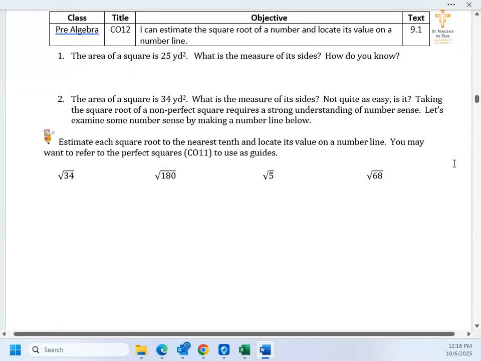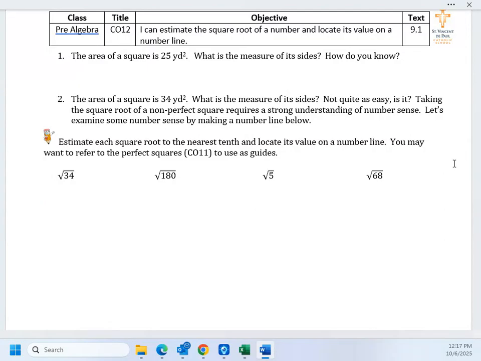Good afternoon. Today we are doing our last objective of the unit. Last time we were working on exponents and square roots. Today we are doing Co12: I can estimate the square root of a number and locate its value on a number line. We really need to understand square roots to begin with, so we can use that to work with our estimating.